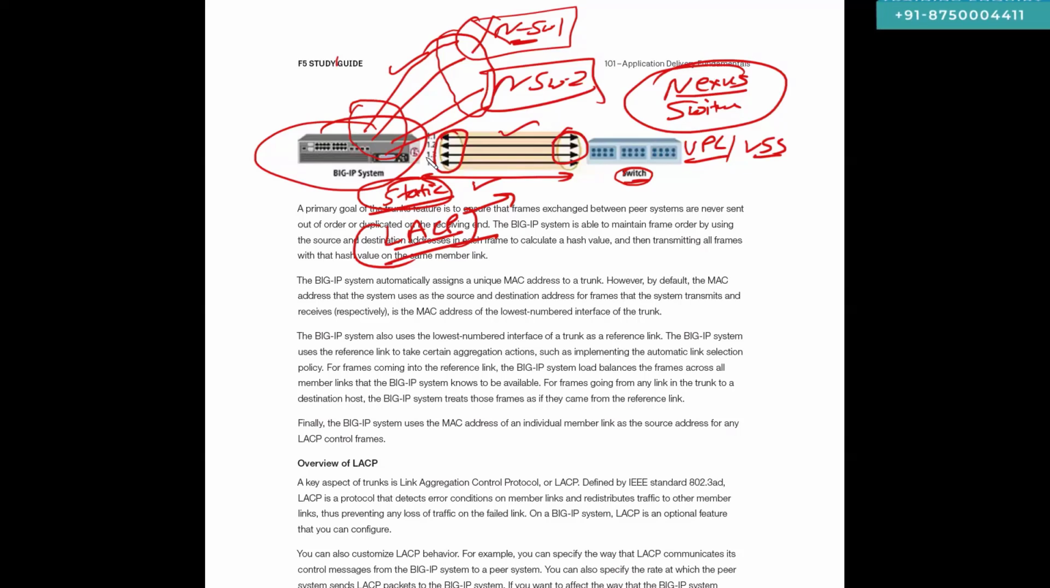Does BIG-IP support both L3 and L2 EtherChannel? No, it supports only L2 EtherChannel. Okay. Right?